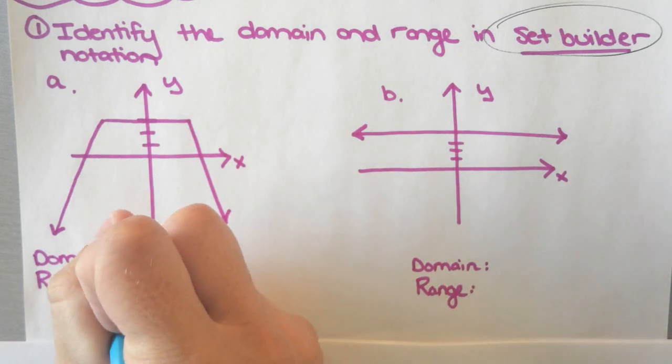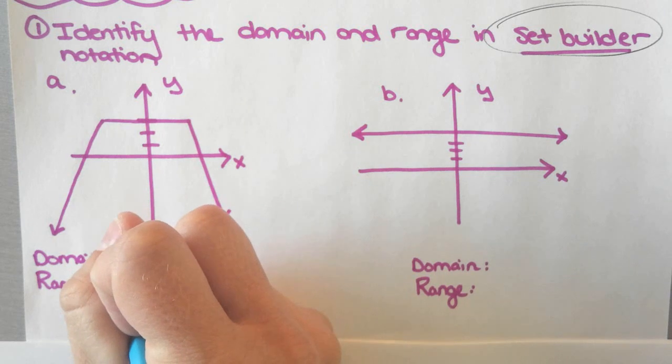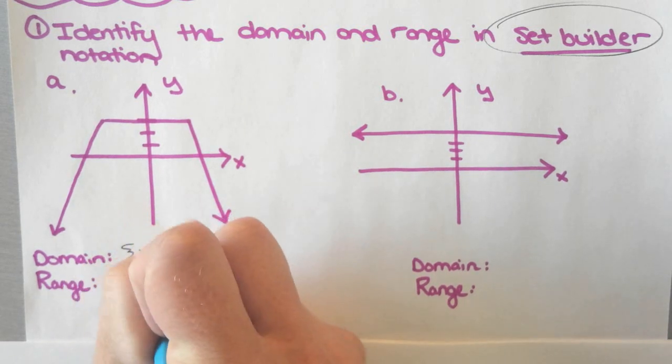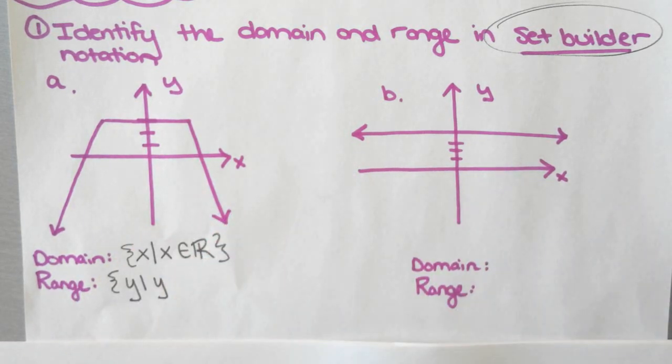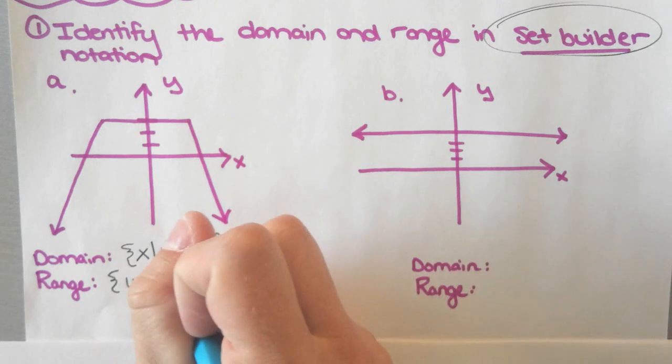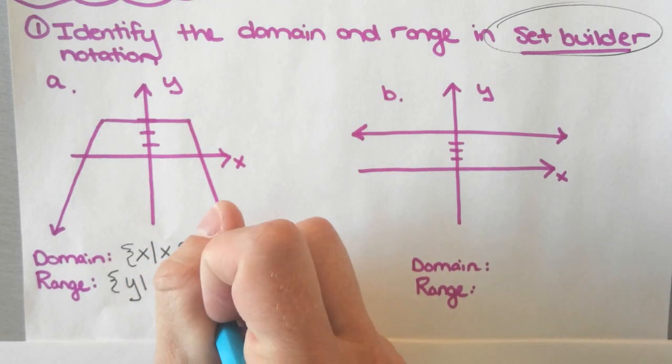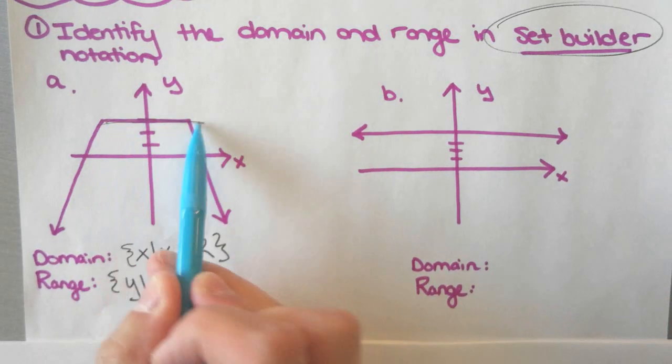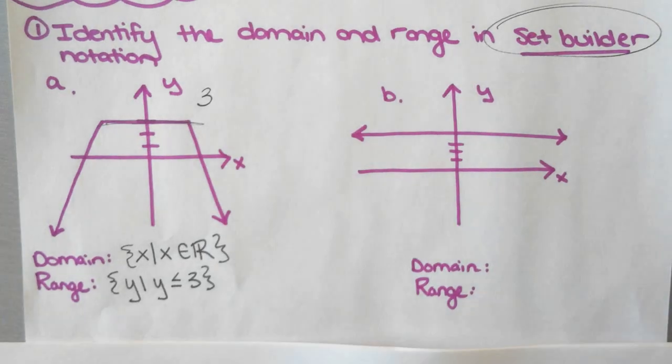McKay, I know yours was correct. Tell me what the range is. Y such that Y exists, less than or equal to 3. Yes, less than or equal to 3. So notice that we think about what our max is there. The highest we can go up is 3, and then anything below that is fair game.